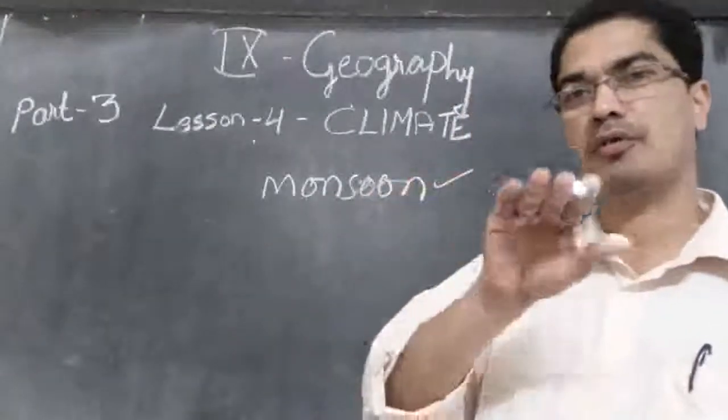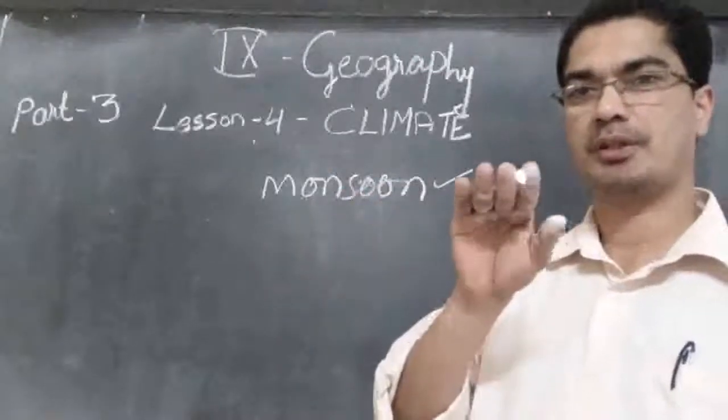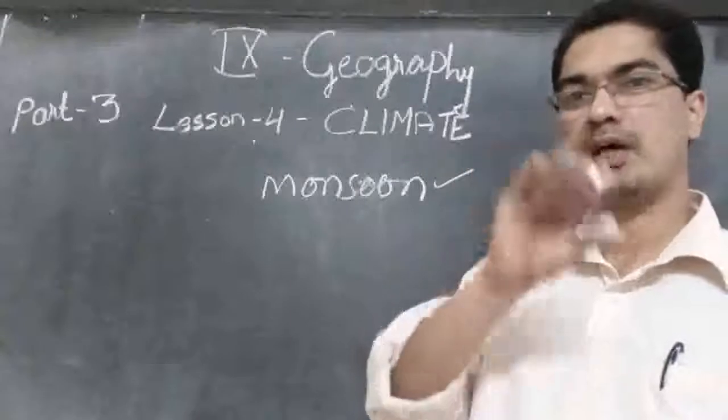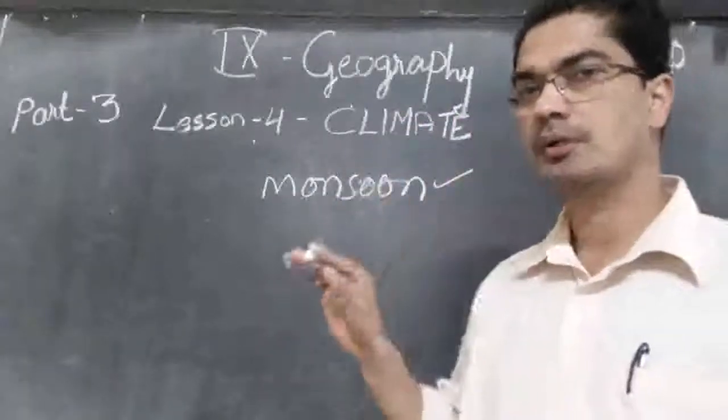So over the sea there is a high pressure, and over the land there is a low pressure. Therefore the wind will blow from sea to the land, because the wind is always blowing from high pressure to low pressure area. Therefore wind is blowing from sea to the land.